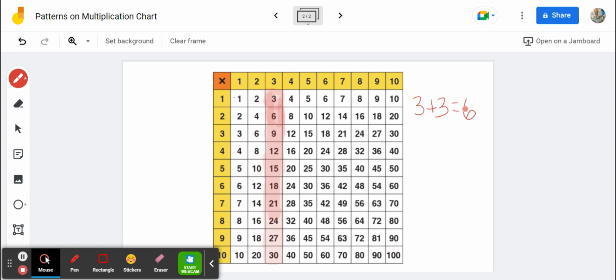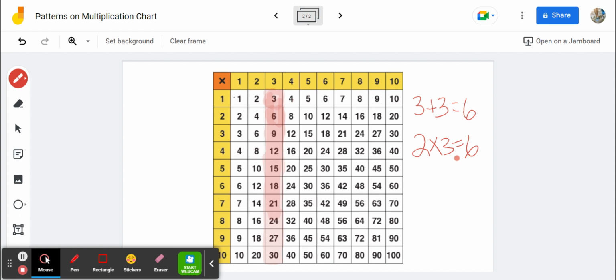Students can now convert that into a multiplication problem. Here we have two groups of 3. Here's our two groups, and how many are in each group? 3. So 2 times 3 equals 6. Kids can start to see the pattern and the connections between addition and multiplication.